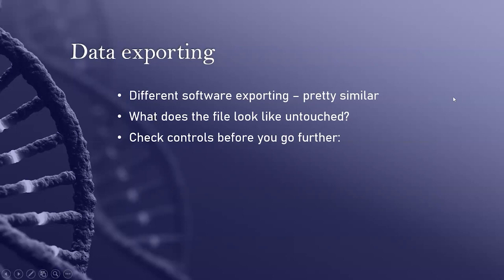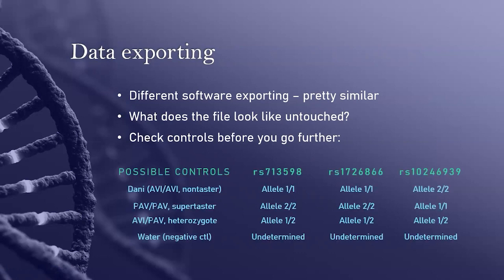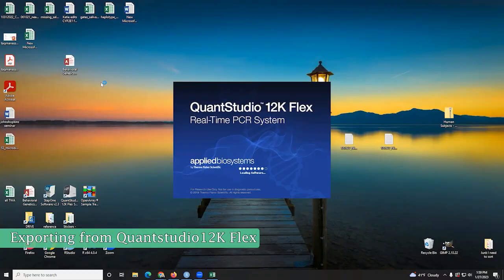So the different softwares are pretty similar. It's not a huge learning curve between the two. What I want to show you is the file when it comes up on the software, and then how to download it and what the file looks like when you open it in Excel and haven't touched it yet. So the first thing you'll do is check the control samples, because you do not want to go any further in the analysis if the controls look messed up. So again, here's a cheat sheet of controls recommended to use and what to look for in the unanalyzed data.